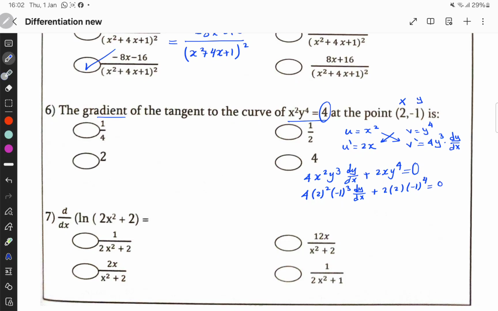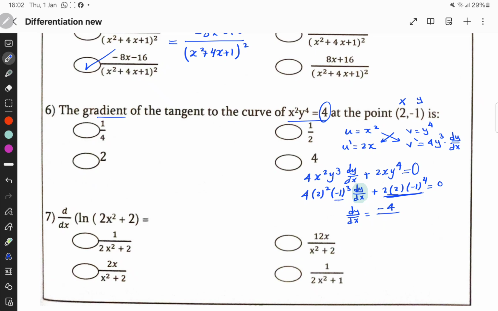Now the gradient is represented by the value of dy over dx. So we just evaluate that first: 2 times 2 is 4. Negative to the power of even is positive, or insert all of that in your calculator. You will get positive 4. Then shifting it to the other side, it will be negative 4.